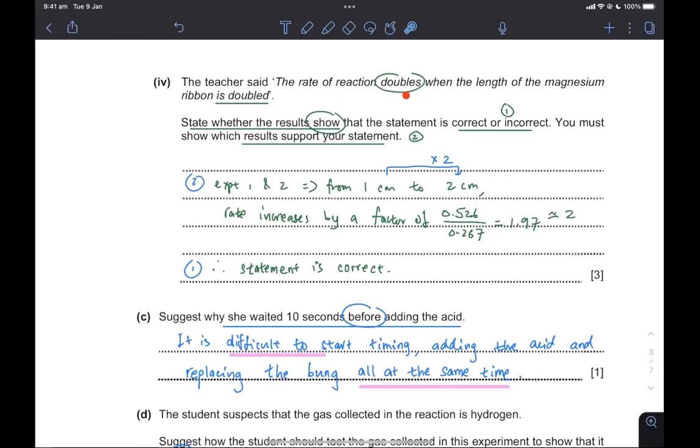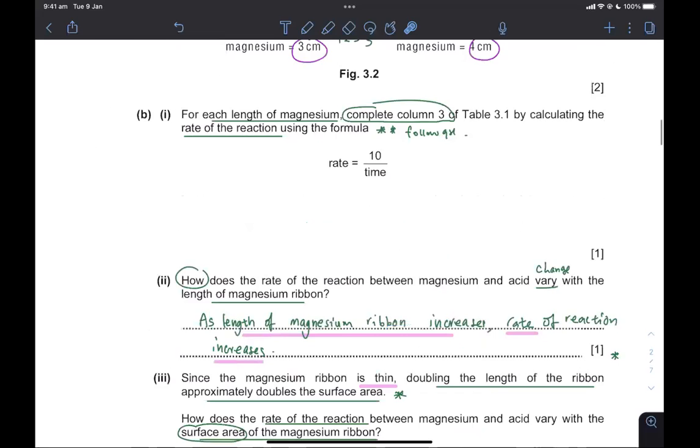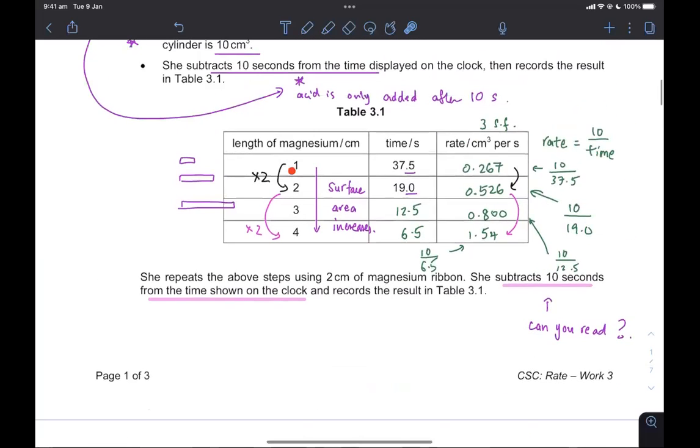The rate doubles, meaning multiply by 2, when the length of magnesium is doubled. There are 2 answers to this. If you go from 1 to 2, you double the length. The rate also doubles. 0.267 times 2 is roughly this much value. So it is correct. I show when this doubles to 2 cm, the rate doubles. 0.267 multiplied by 2, I show the value. Okay, it's close to that.